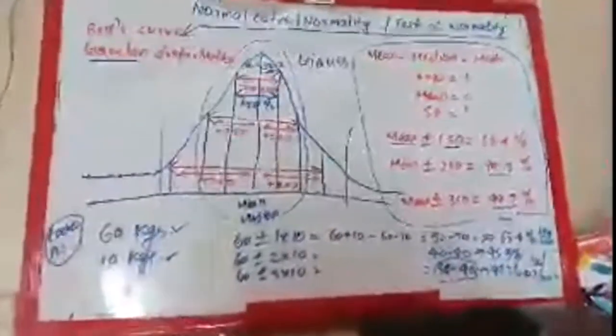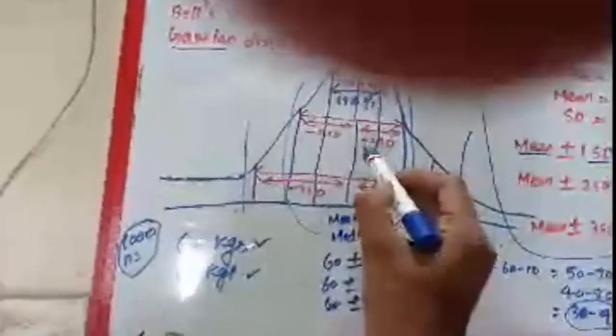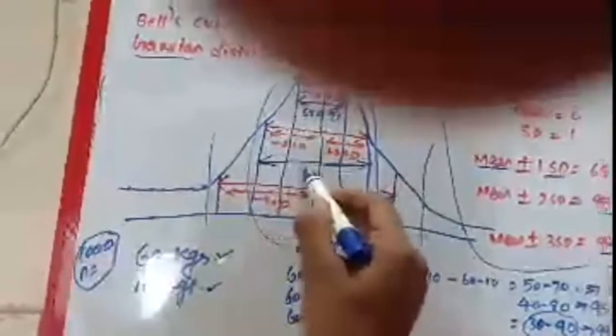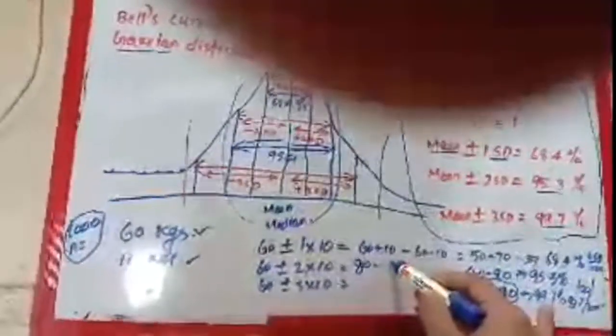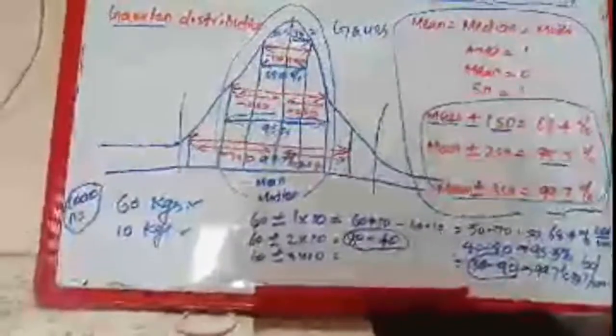So we need to calculate the mean and standard deviation, and we need to apply this. We should see whether 684 people are coming within 1 standard deviation, and whether 95.4% is coming within 2 standard deviations, that is above and below the mean: 60 plus 2 standard deviations, that is 80, and 60 minus 2 standard deviations, that is 40. Above and below the mean it should have 95.3%. And for 3 standard deviations, it should be 99.7%. If the data follows this maths or these characteristics, we can say that it is following normality.